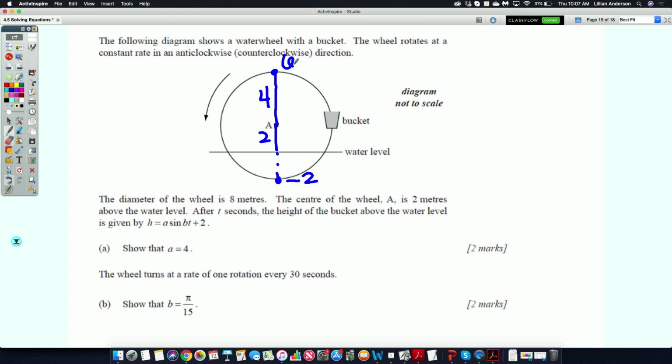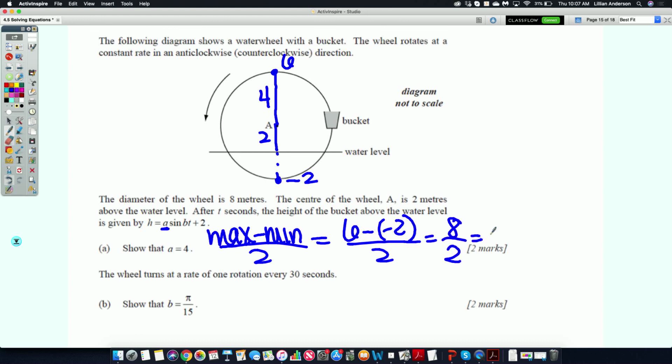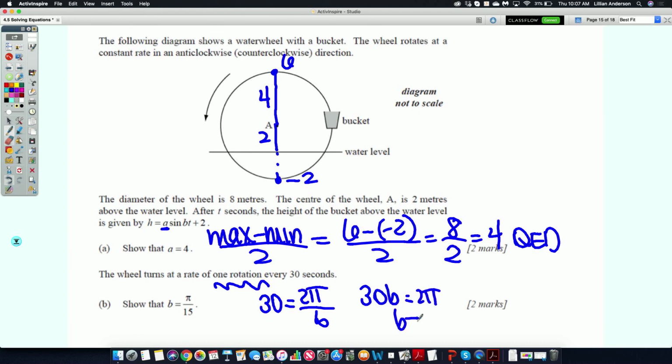It asks you to show that A is 4. A is related to the amplitude, which is the formula max minus min divided by 2. So then that becomes 6 minus the -2 over 2. 2 negatives make a positive, and that's exactly how you end up with 4. Now it says that the wheel turns at a rate of 1 revolution every 30 seconds. 1 rotation represents your period. So that means 30 is equal to 2 pi over b. To solve for b, you would multiply both sides. And as you can see, 2 pi over 30 reduces down to pi over 15, which is exactly what they wanted you to show b to be.